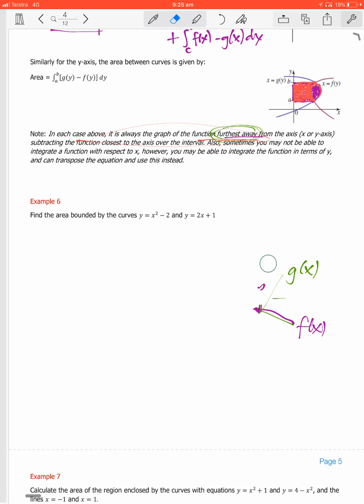Okay, we can get rid of that now. And sometimes you have to find where they intersect. Sorry about the sniffing, but I just can't help it.